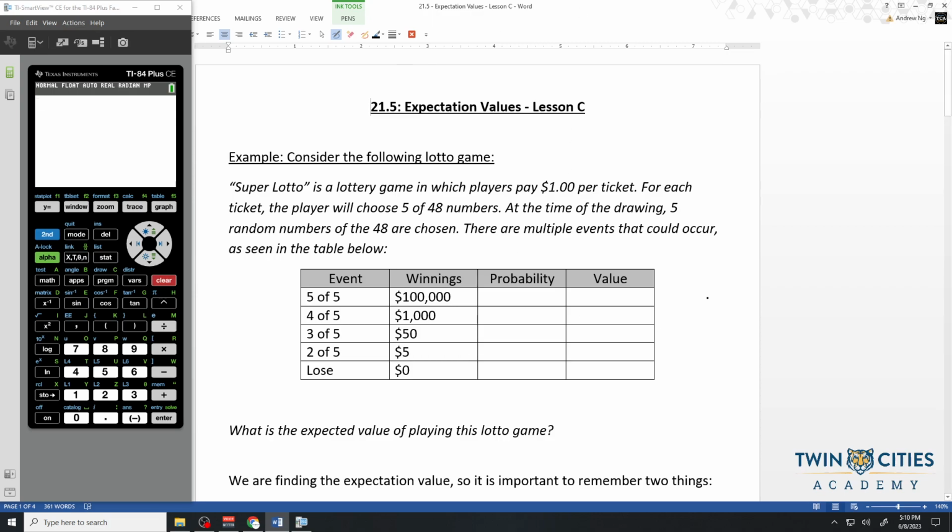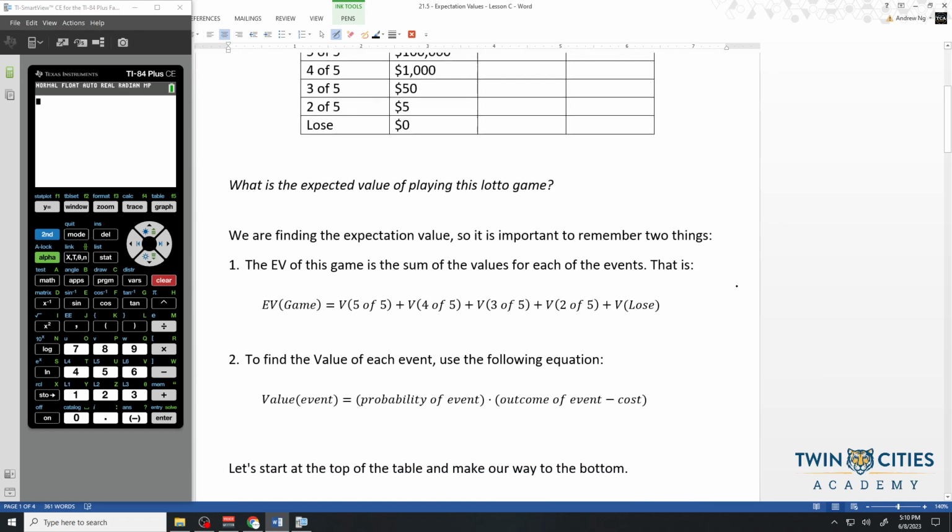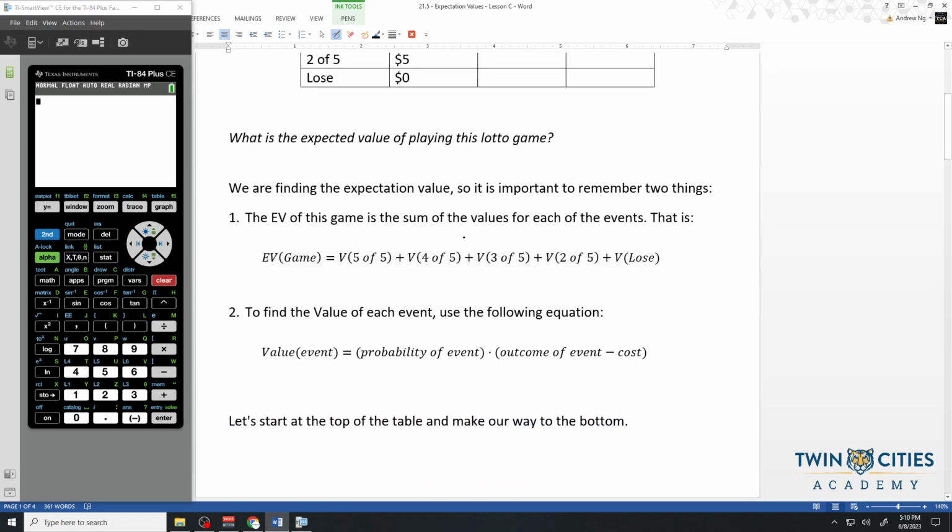So as we're doing this, a few things to remember. The EV of this game is the sum of the values for each of the events. So the expectation value of the game is going to be the value of 5 of 5 plus the value of 4 of 5 plus the value of 3 of 5 plus the value of 2 of 5, and then finally plus the value of just losing.